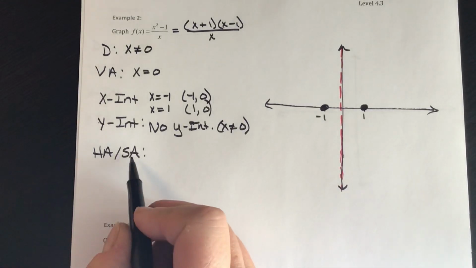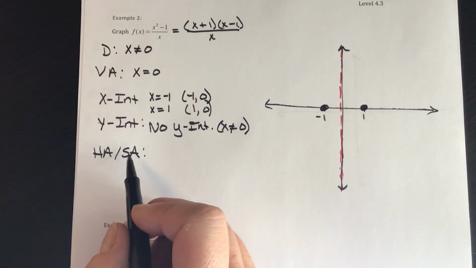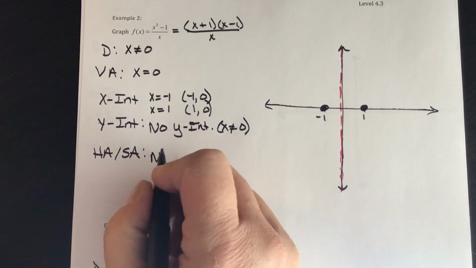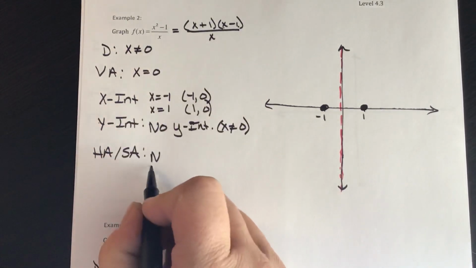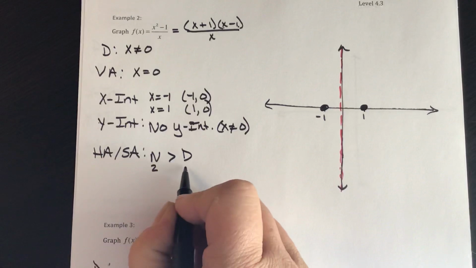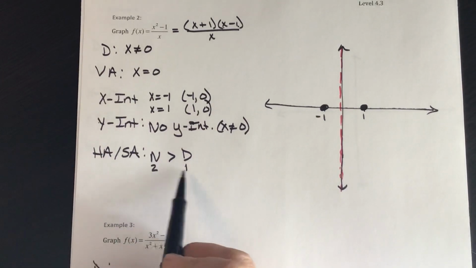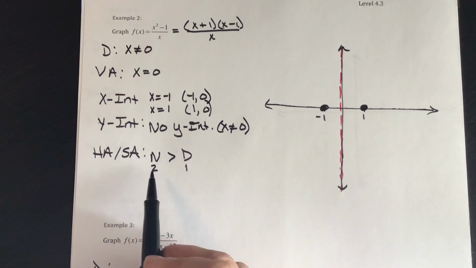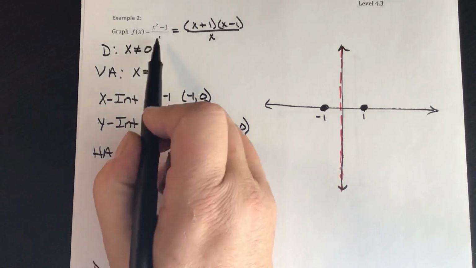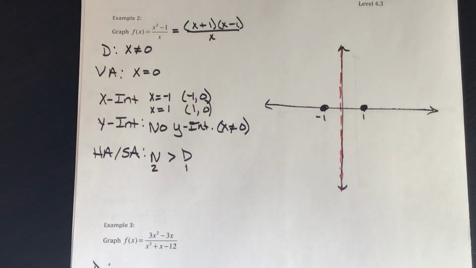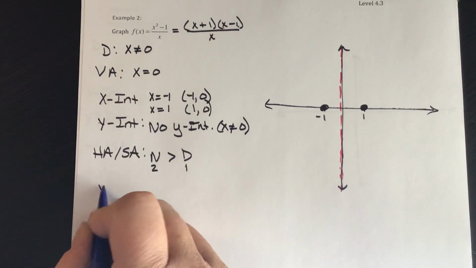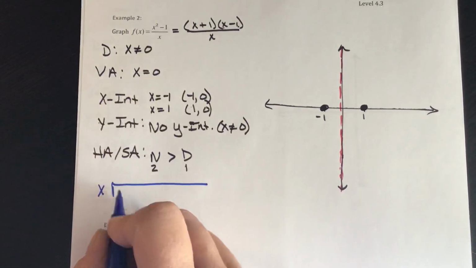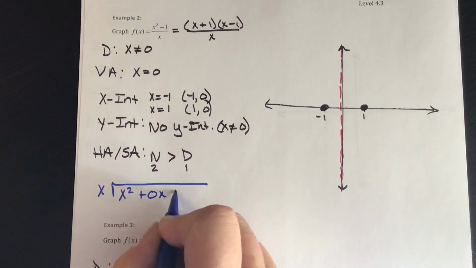So then I have horizontal and slant asymptotes. Again, I'm going to compare my numerator and denominator. The numerator degree is 2, which is greater than the denominator degree, which is 1. And it's greater by 1, which tells me I'm going to have a slant asymptote. To find the equation of the line for that slant asymptote, remember I'm going to do some long division. So I'm going to divide x into x squared plus 0x plus 1.